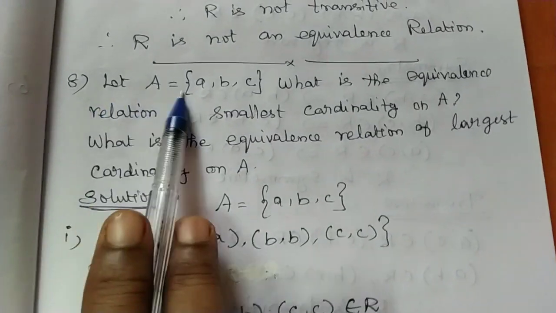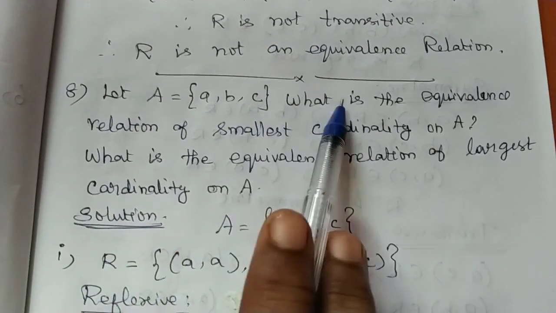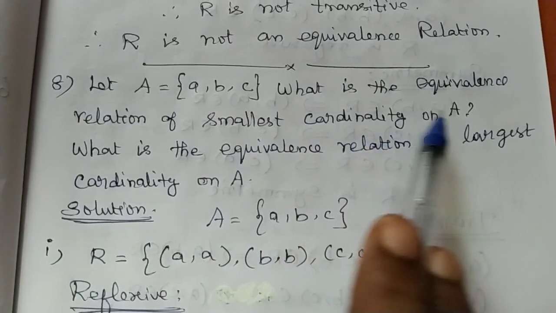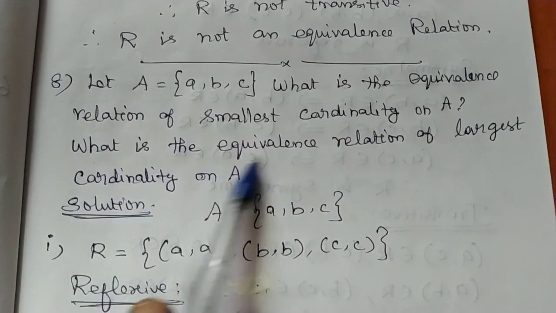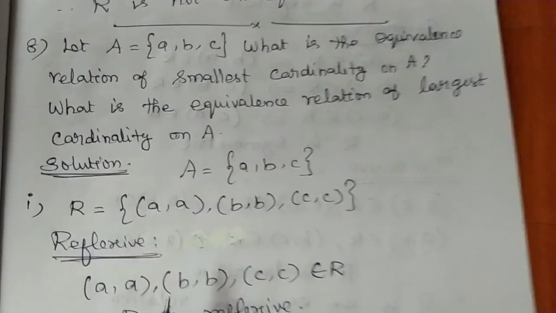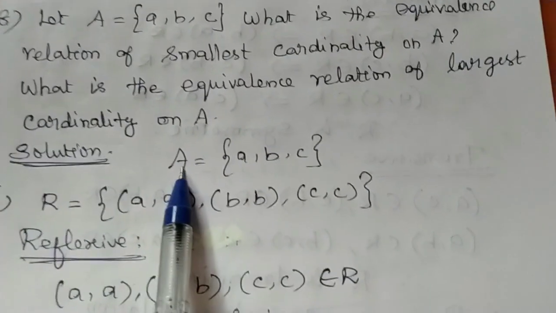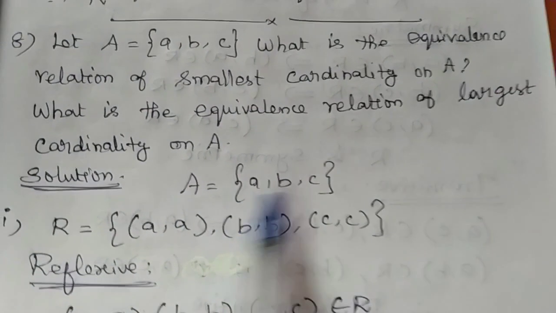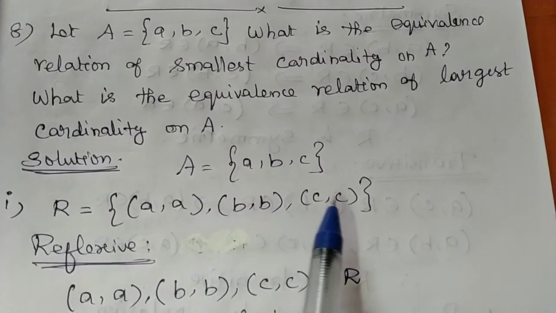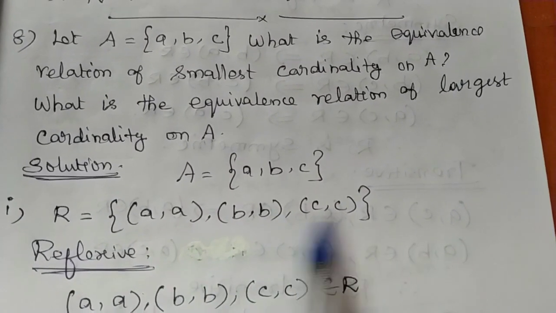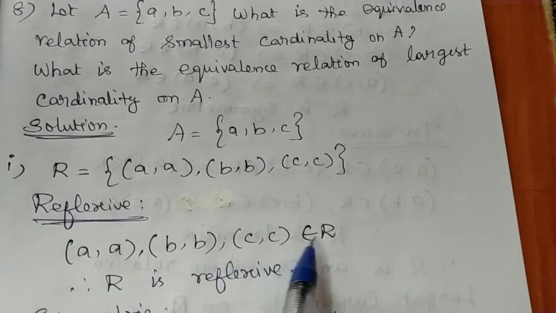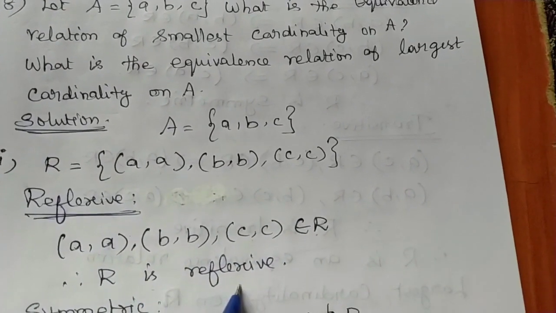Eighth one: let A equal to {a, b, c}. What is the equivalence relation of smallest cardinality on A, and what is the equivalence relation of largest cardinality on A? Cardinality means the number of elements. A equal to {a, b, c}. Suppose I take R equal to {(a,a), (b,b), (c,c)}, only 3 values. Reflexive means (a,a), (b,b), (c,c) belong to R, so R is reflexive.